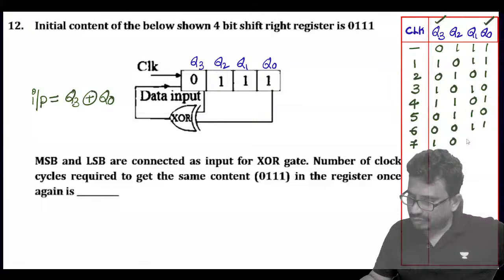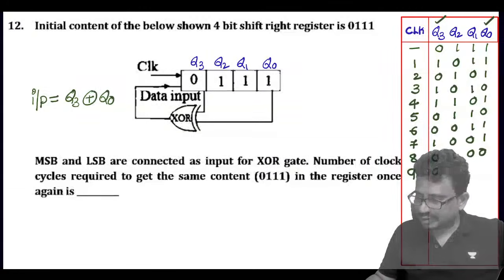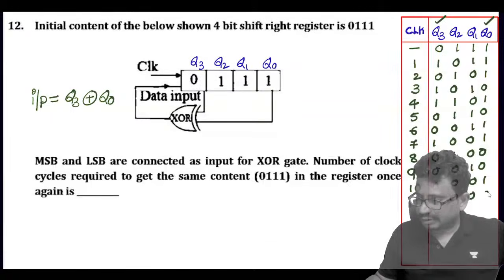So this is 1, 0, 0, 1. Eighth clock: 0, 1, 0, 0. Ninth clock: 0, 0, 1, 0. 10th clock: 0, 0, 0, 1. 11th clock: this is 1, 0, 0, 0.